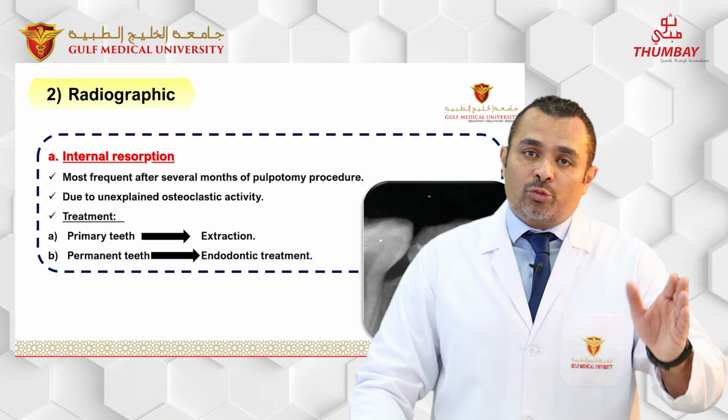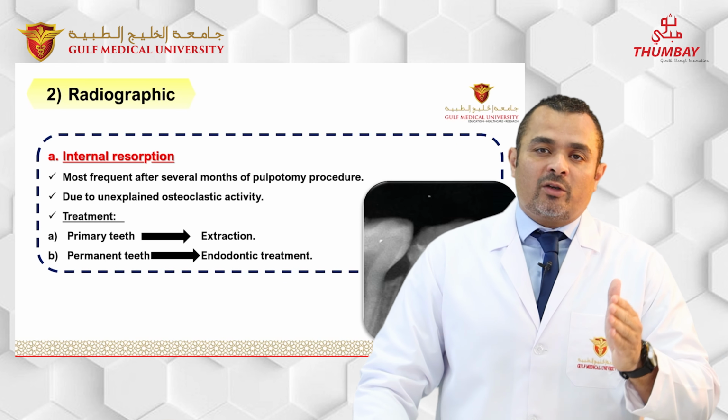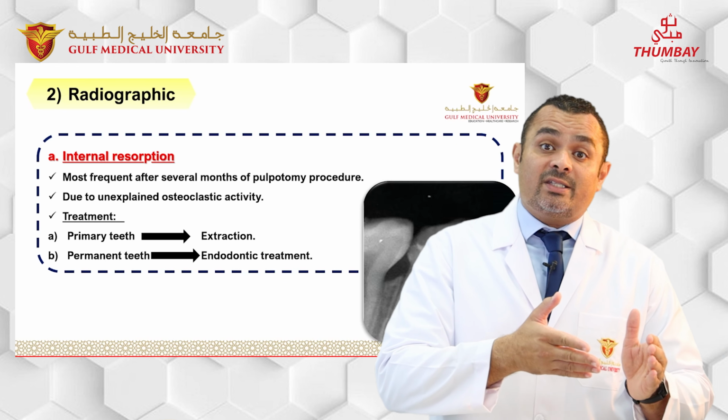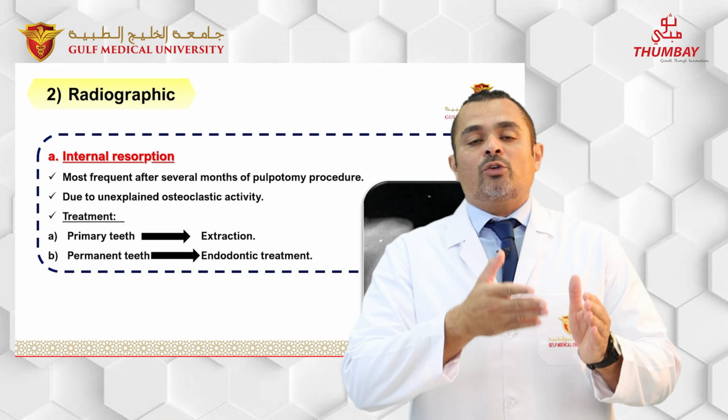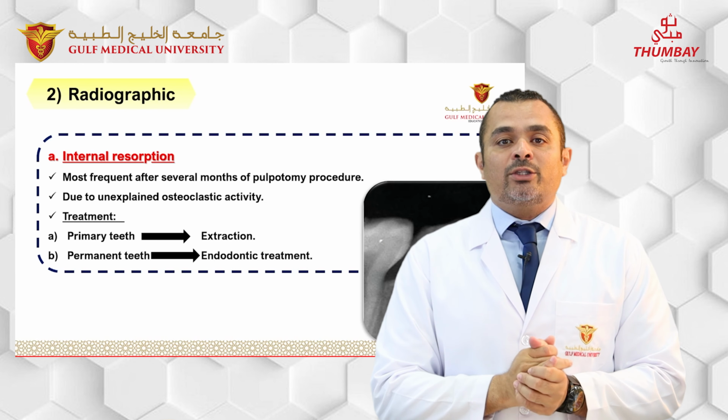But external resorption, whether in primary or permanent teeth, should be extracted. With internal resorption, we can put intracanal medication to stop the osteoclastic activity, then place the obturation material and go on with the endodontic treatment.